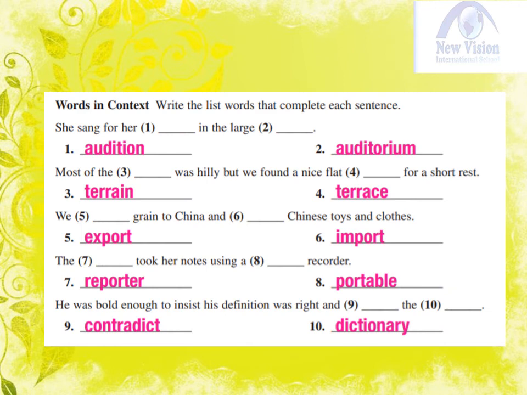Write the least words that complete each sentence. She sang for her audition in the large auditorium. Most of the terrain was hilly, but we found a nice flat terrace for a short rest. We export grain to China and import Chinese toys and clothes. The reporter took her notes using a portable recorder. He was bold enough to insist his definition was right and contradict the dictionary.